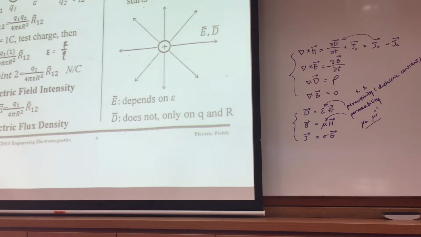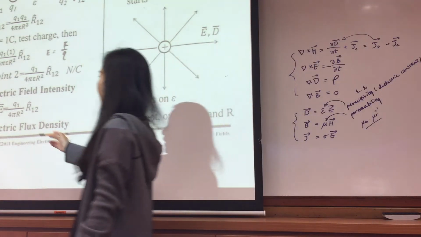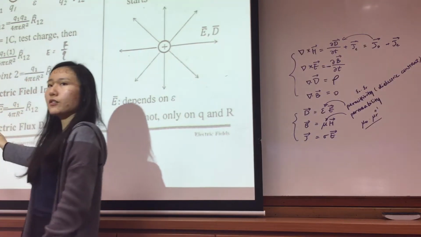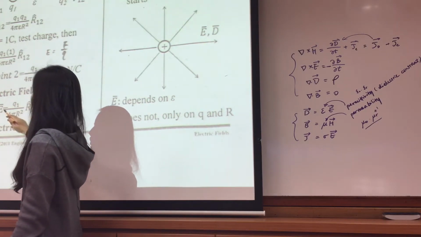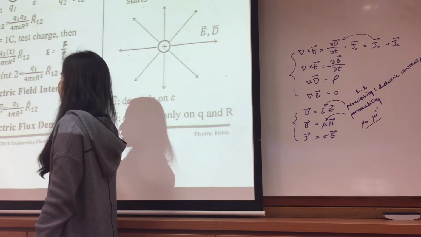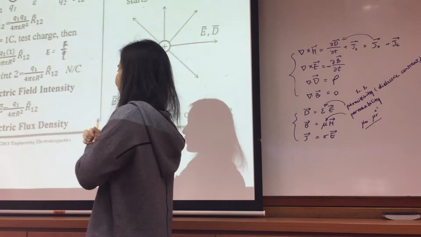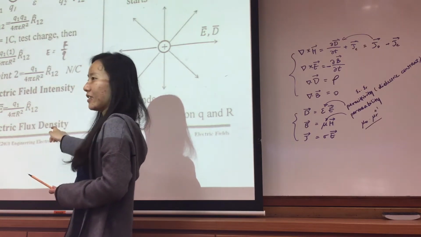Okay, so let's move on. So this is how we get D. D equals epsilon E. This is the constitutive relationship, and we just multiply E over there. So D is the electric flux density. Just go home and remember the physical meaning of every letter.